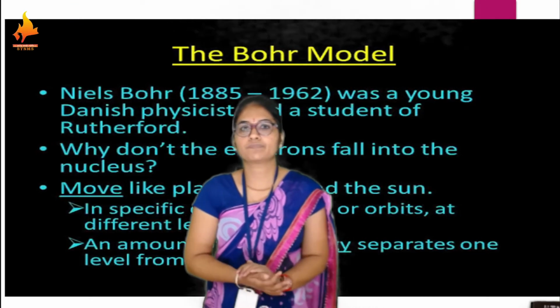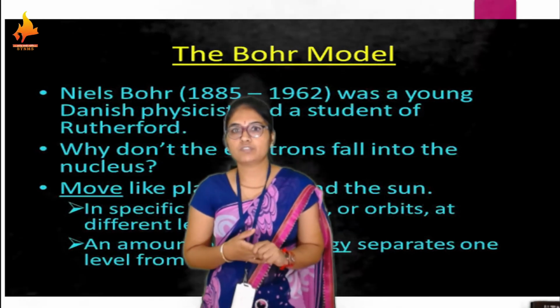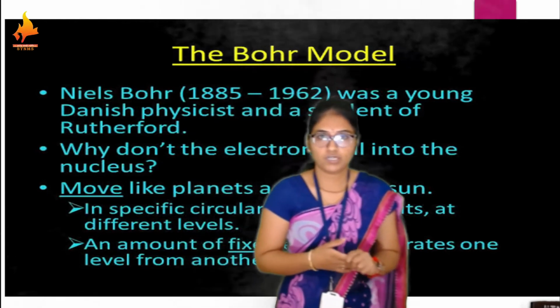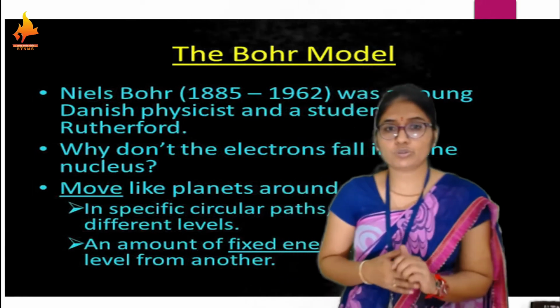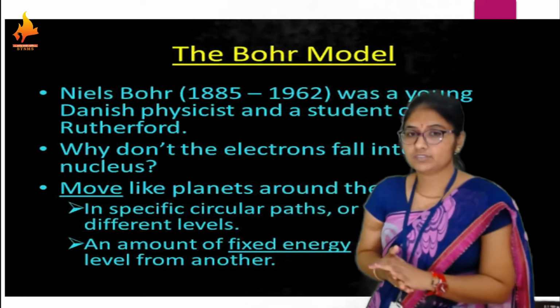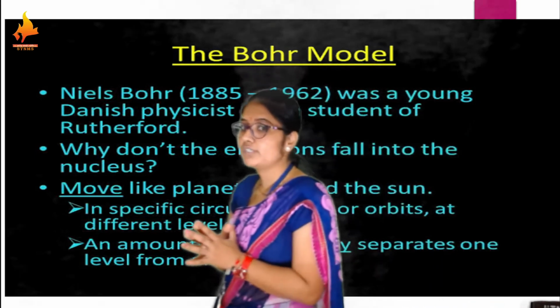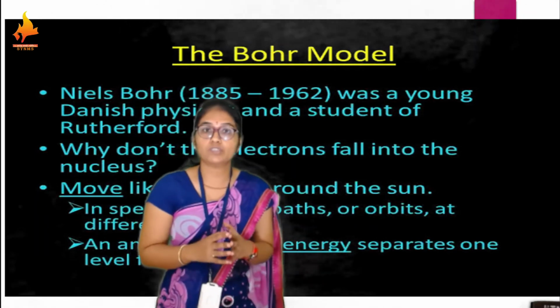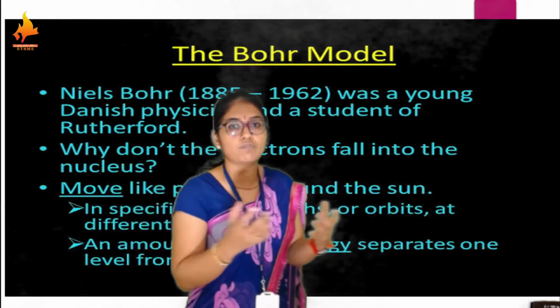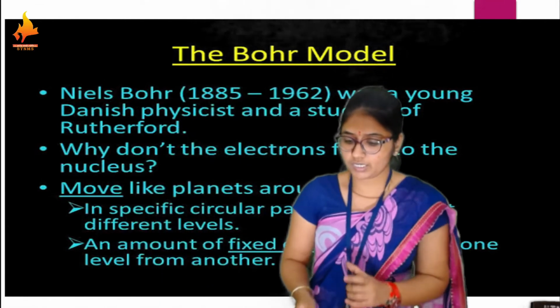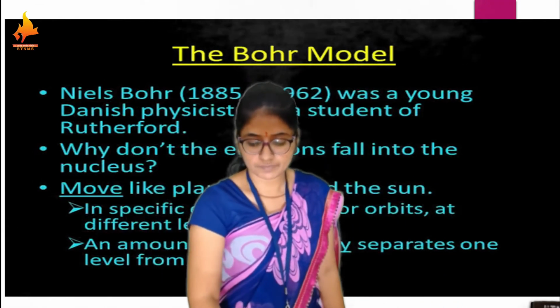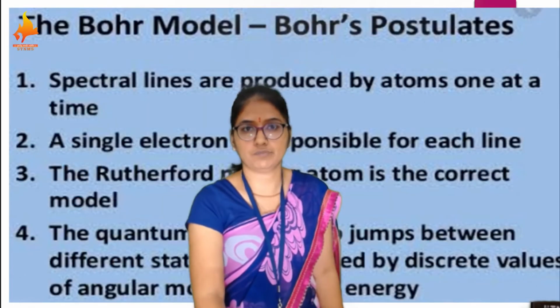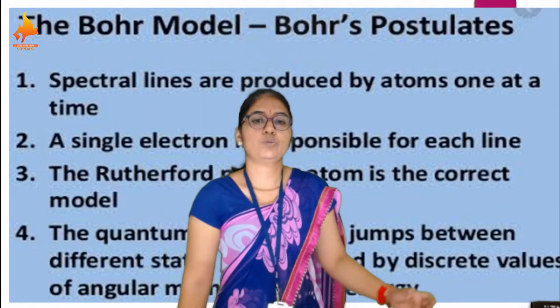Niels Bohr was a Danish physicist and a student of Rutherford. He explained the structure of the atom by comparing his model with the planetary system. It is also called a planetary model because he explained that electrons are revolving around the nucleus. He gave the exact position of the electrons in the atom, which was not given by Rutherford.